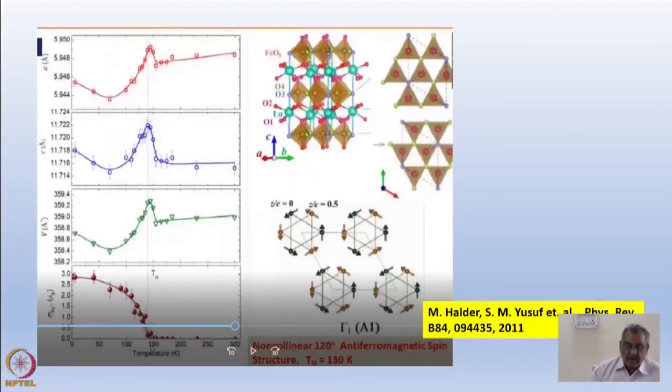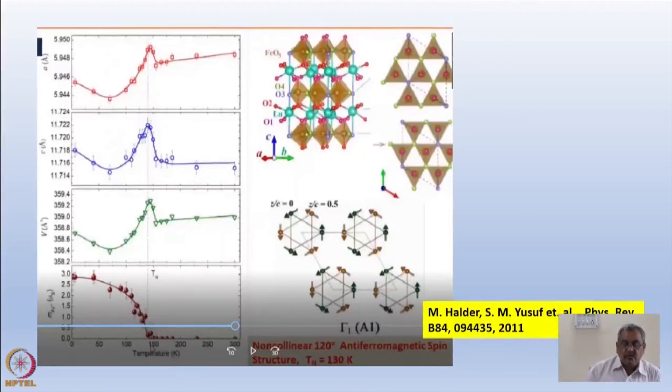That means, if you remember, I was calculating Jij, which is the exchange integral. So the exchange integral changes in such a manner that you get an antiferromagnetic order together with a change in the volume and A and C parameters of the cell. So basically the cell expands, you can see at this point it suddenly expands. A and C both show a tendency to expand, and this is a very interesting result. So you have got a Néel temperature of 130 degrees for this compound.